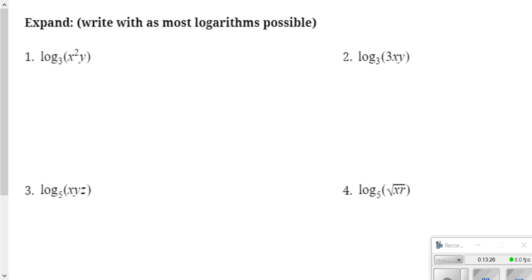All right, the last thing we need to discuss today is expanding and contracting. So these two skills are where you make use of all the different log properties that we have, okay? So in these questions, we have some expressions that are fairly condensed, and we want to spread them out.